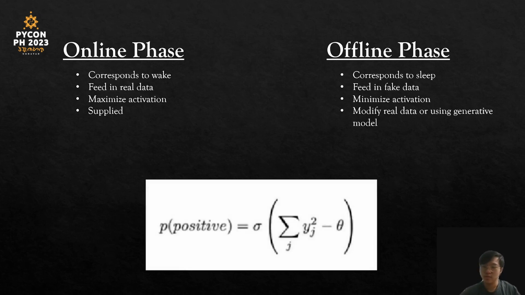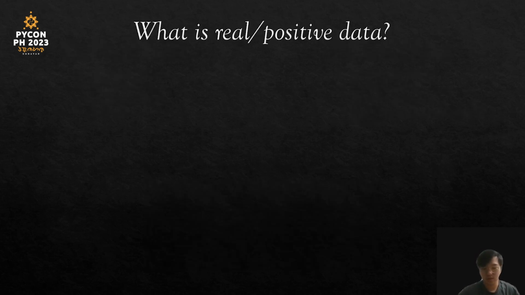So the way that the model predicts if a data is positive or not is that it gets the goodness value, and the goodness value is basically that summation equation. After you get the goodness value, you subtract a threshold, which would be a hyperparameter. You subtract the threshold from the goodness value, and then you feed the result of that to a logistic function, which outputs the probability of the data being positive data. But I think most of you might be wondering right now, what is real or positive data?